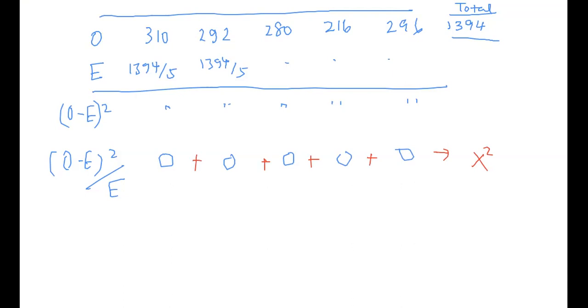What's the degree of freedom here? 4. Yeah, 1, 2, 3, 4, 5. There are 5 categories. There are no estimated parameters, no need to estimate any parameters. So subtract 0, subtract 1, so 4. Okay.